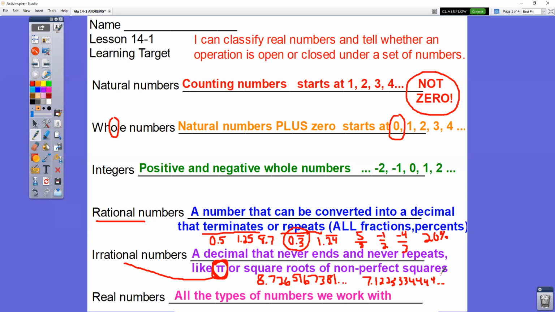Irrational numbers are your really, really ugly decimals. That's a good way to think about it. It's your really, really ugly decimals.